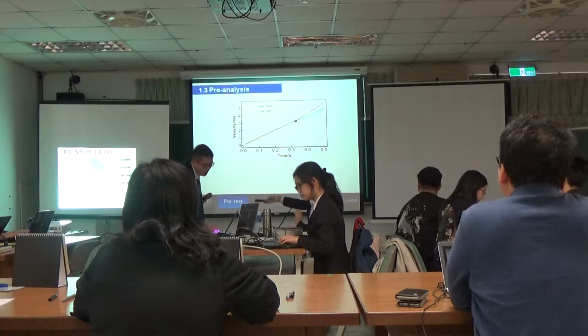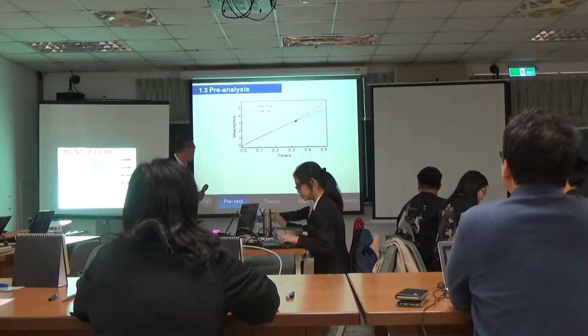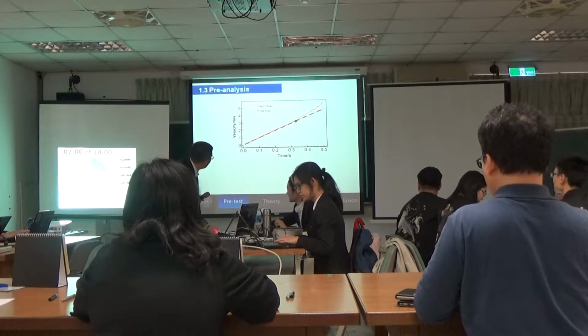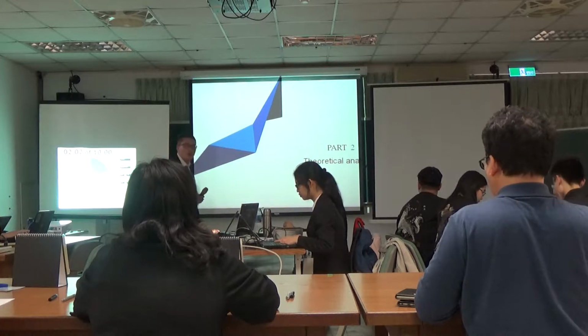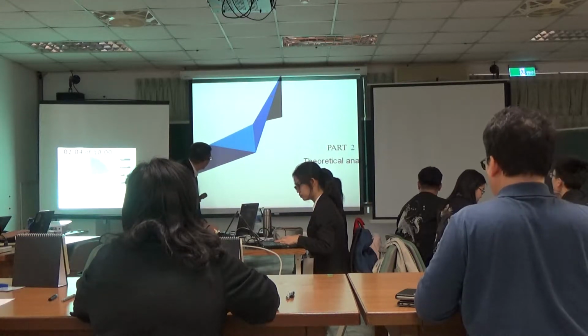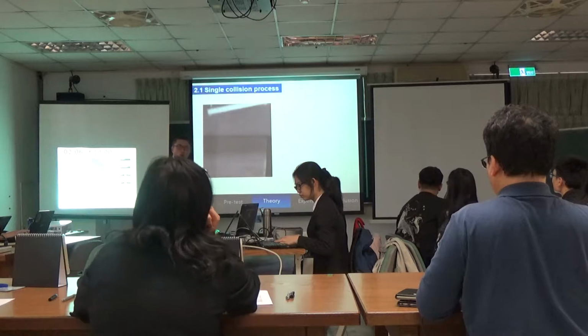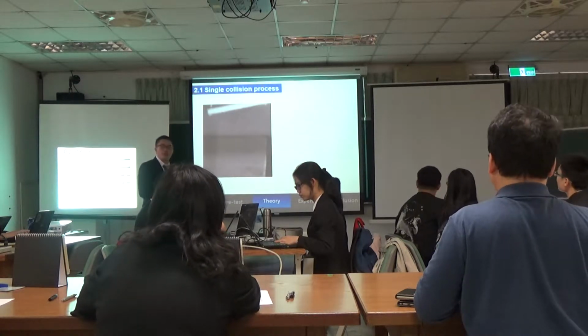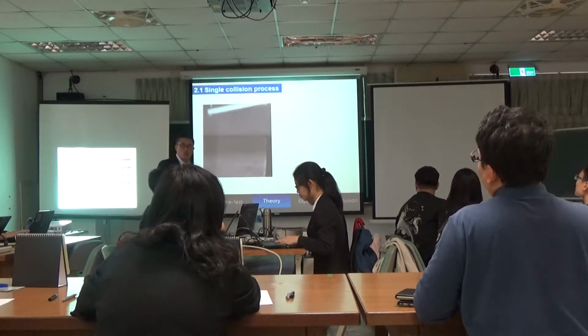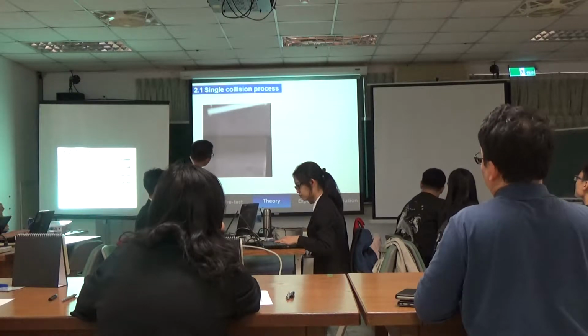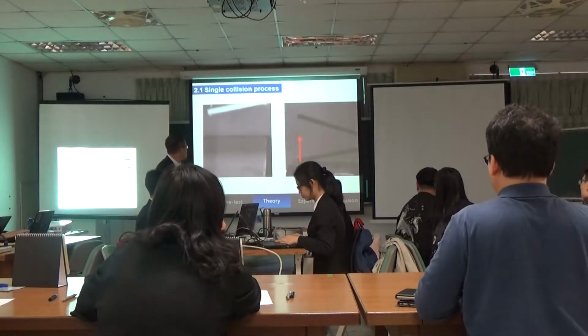And so we must have a more detailed analysis. Let's get on to our second part, the serial analysis. Let's consider why, and let's consider its physical senses. It's just why it will be faster than free fall. Let's consider a single collision process.